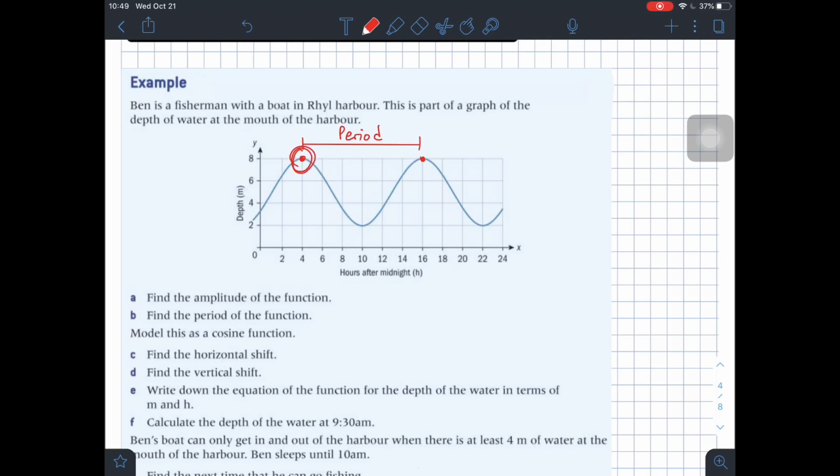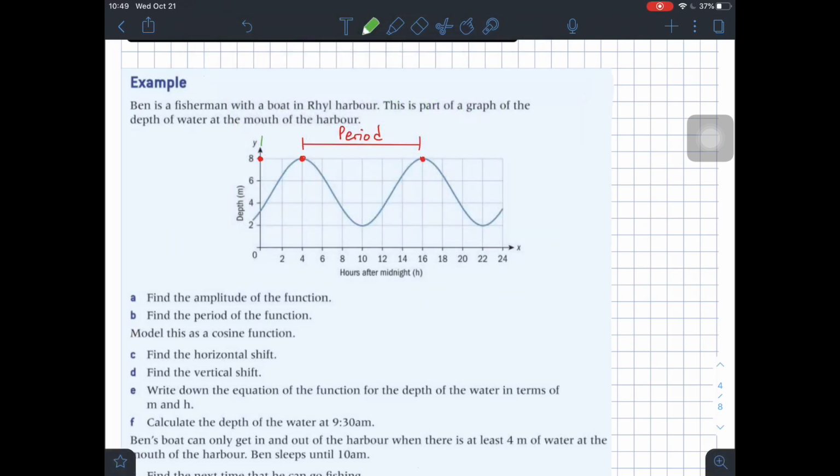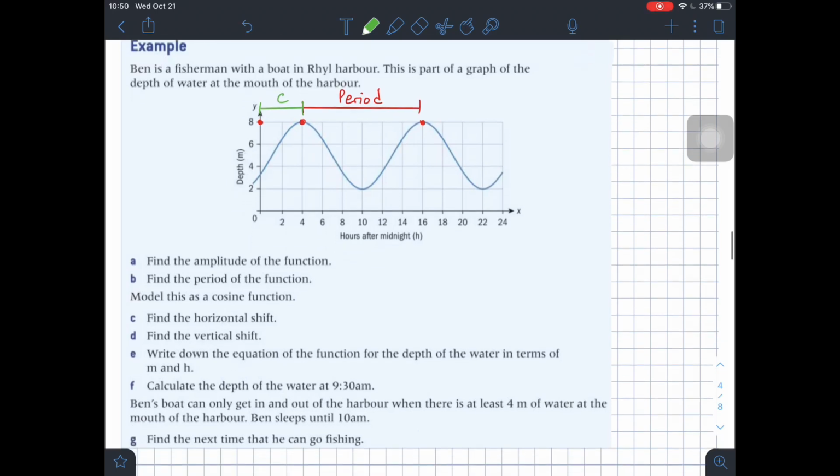Because we have a maximum value here, and we know that a cosine function must start with its maximum value, so we know that there's a horizontal translation. Let me mark this maybe with a different color. We know that there's a horizontal translation here of 4 units. Let's see, 4 units, there you go, to the right. Okay, so this would be our value of C, 4 units to the right.